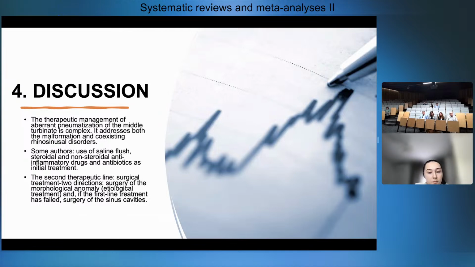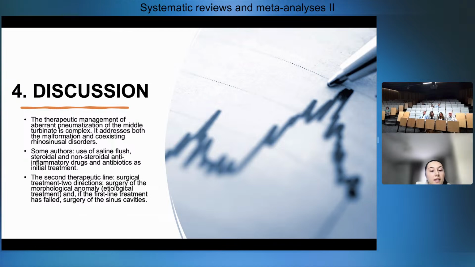The therapeutic management of the aberrant pneumatization in the middle turbinate is complex. It addresses both the malformation and coexisting rhinosinusal disorders. Some authors indicate the use of saline flush, steroidal and non-steroidal anti-inflammatory drugs, and antibiotics as the initial treatment. After this initial treatment, the patient should be reinvestigated to identify the anatomical variants masked by the inflammatory process.